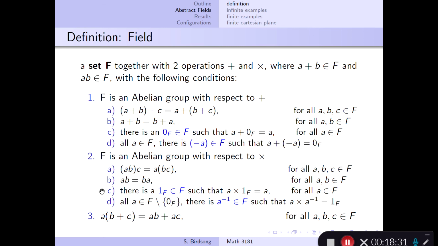2c, is there an identity element? Yep, it's the number 1. So the only one left here is 2d. And the question, of course, is pick any integer you want that's not 0. Will you always have the inverse?